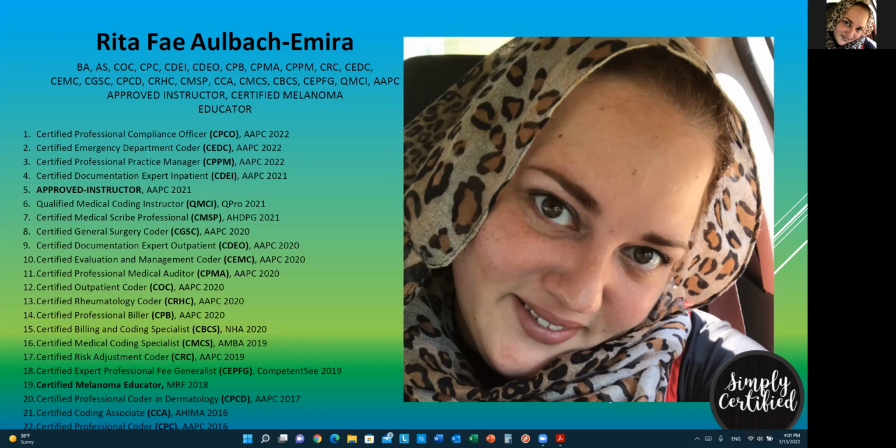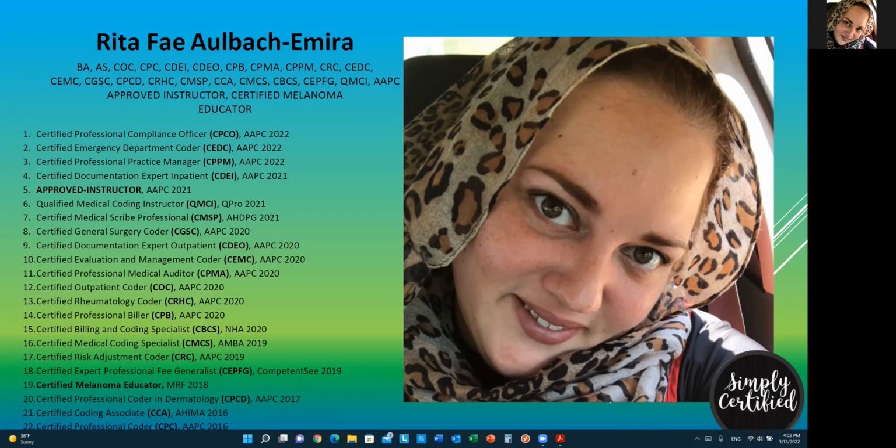Certified professional biller from AAPC, certified billing and coding specialist from National Health Career Association, CBCS. And from the American Medical Billing Association, I got the certified medical coding specialist, CMCS. They also offer one for revenue cycle specialist or something like that. But yeah, it's a coding certification. Almost the entire thing is coding, but it's geared towards someone who does a lot of billing functions. It's a really cool one. I actually really enjoy having that one, and AMBA's a really good organization.